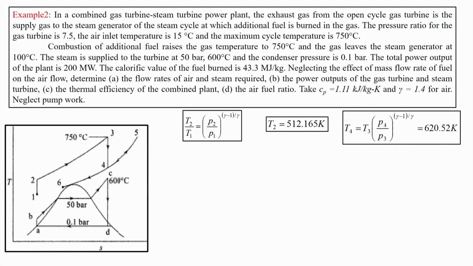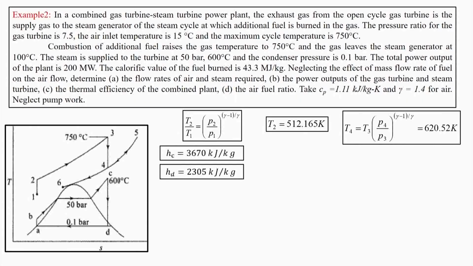Then similarly, from the same pressure ratio we can find out T4. So, T4 by T3 is equal to P4 by P3 raised to gamma minus 1 upon gamma. Here as well T3 is 750 degrees Celsius, and the pressure ratio is known to us as 7.5. So, we found T4 as 620 Kelvin. Then we can find out Hc. Hc is the enthalpy at the entry to the steam turbine, and this enthalpy can be found from the superheated part of the steam table corresponding to 50 bar and 600 degrees Celsius.